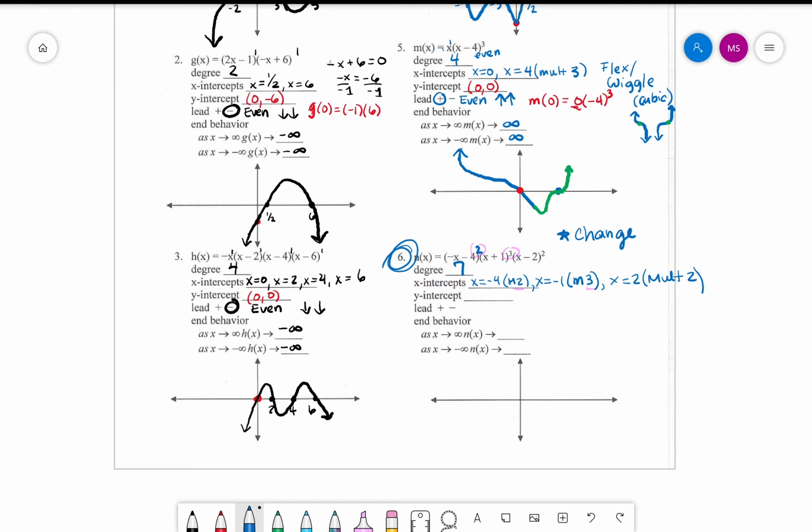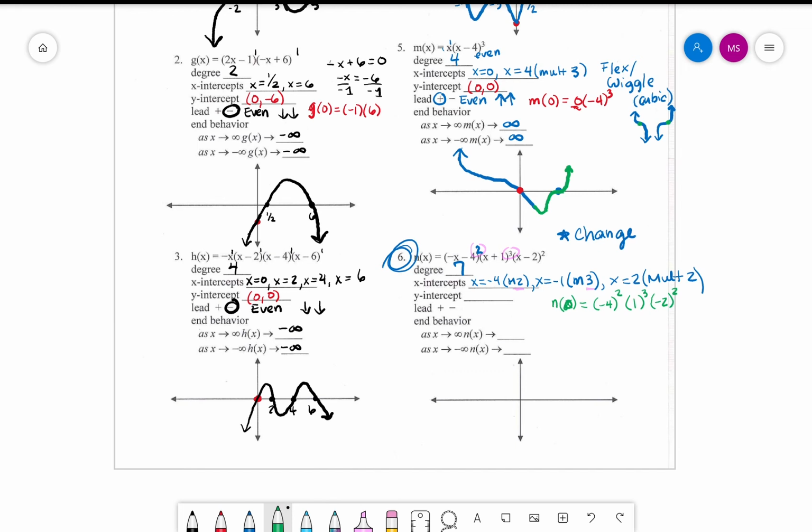All right, your y-intercept. Let's go ahead and solve for a y-intercept. This is n of x. So instead of x, we're going to replace it with 0. You have 0 minus 4, that leaves you with a -4. You're squaring that. Then we have 1 raised to the third power, and then we have -2 raised to the second power. When you're squaring, you always want to make sure you have parentheses for the negative signs, because it's -4 times -4. That's going to give you a positive 16.